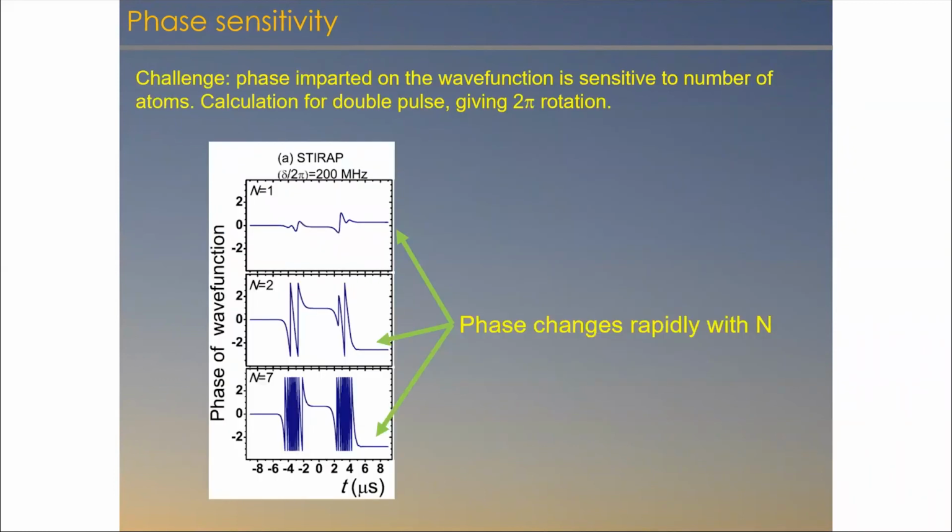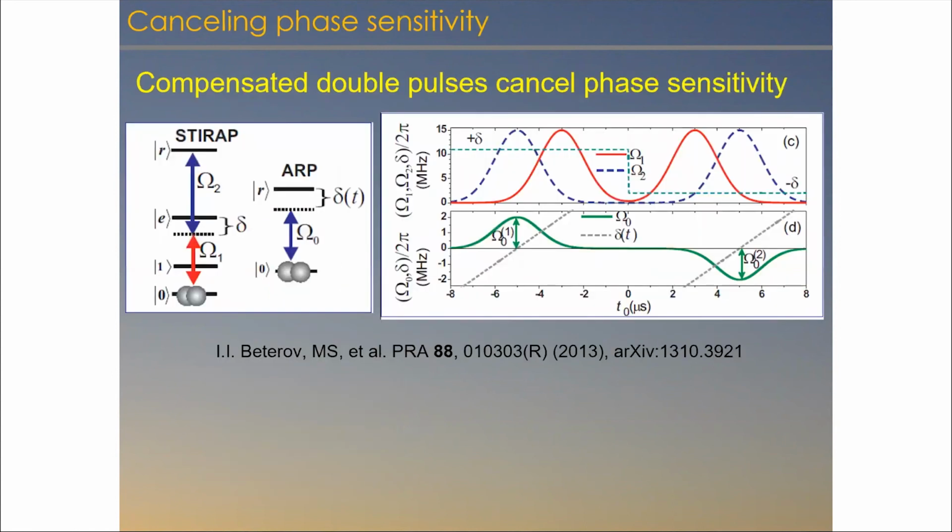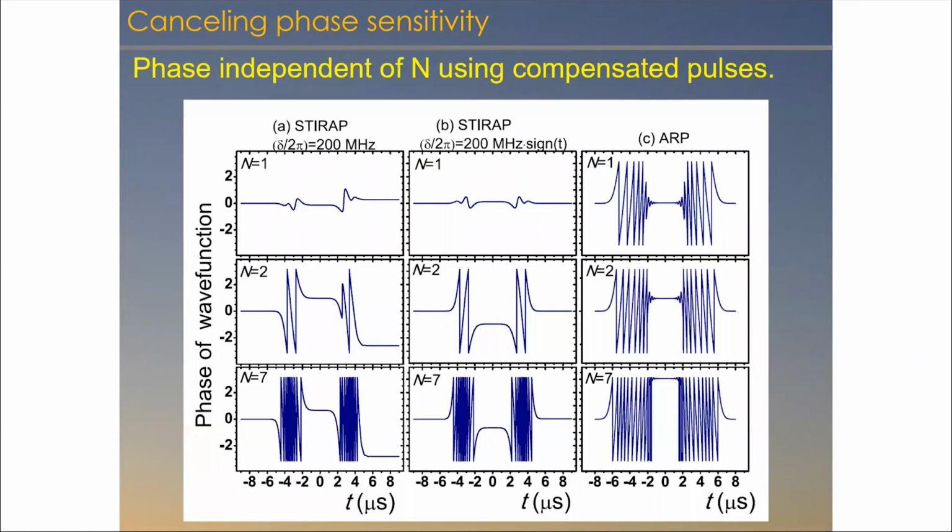And you still, it turns out, have a phase sensitivity on the wave function. So here's an example of doing STIRAP transfers to the Rydberg state and back for different numbers of atoms, where I'm plotting the phase of the wave function, and it varies with the number of atoms. So that's not so good again for quantum gates, but then it turns out you can design STIRAP pulses and also adiabatic rapid passage pulses where you change signs of detunings in ways that get rid of that phase sensitivity. So you again become independent of n, even as you vary the number of atoms.